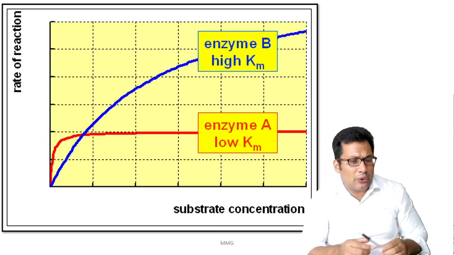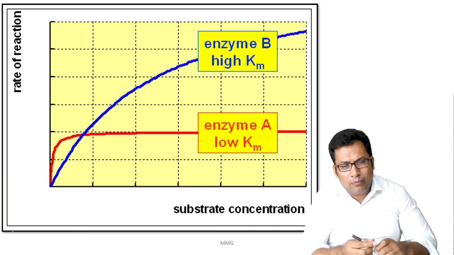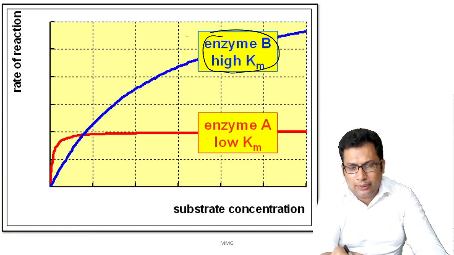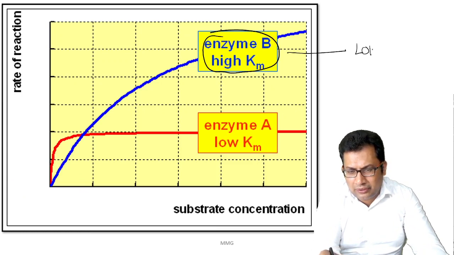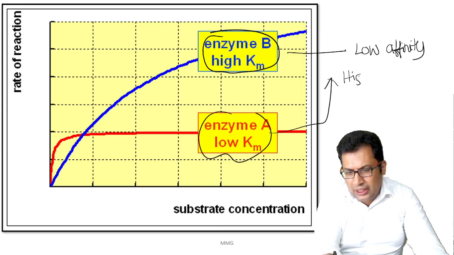And here, in the exam, you can also write one more picture. Enzyme B with the high Km value means it is low affinity. Enzyme A has a low Km value, that means high affinity.